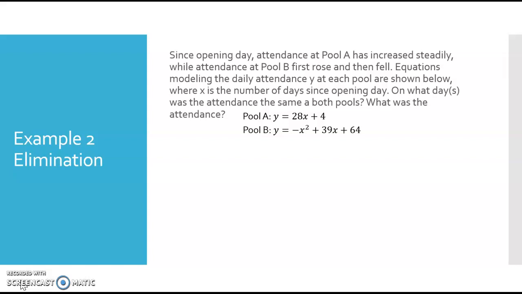So we're talking about attendance at Pool A and Pool B. When we look at our question, it says on what days was attendance the same for both pools. So we want to know what days, that would be our Y, and what was the attendance. Sorry, I got that mixed up. Days would be the X, time is always our X variable, and what the attendance was is our Y. So we're trying to find our X and our Y.